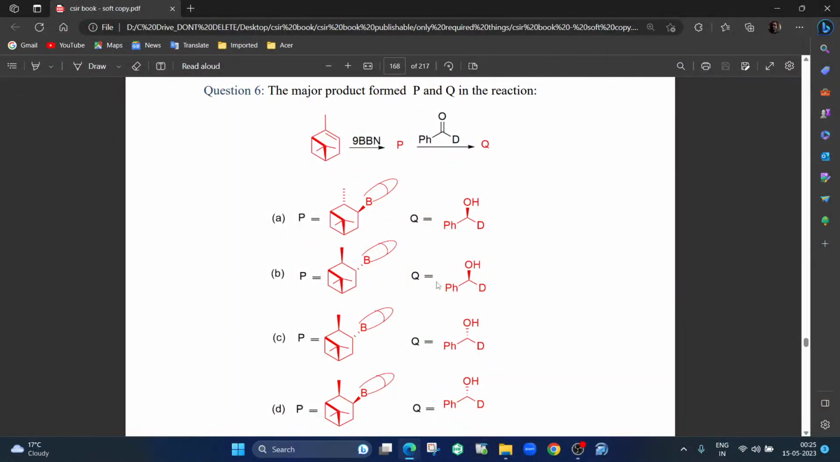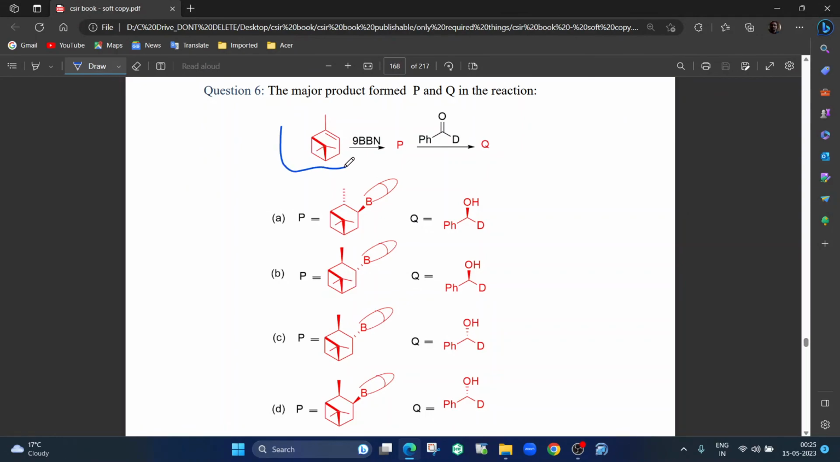Hello everyone, we'll continue with the next 5 questions of the organic part of the September 2022 NET question paper. Right, so we'll be doing only the organic questions. So let's start with question number 6. The question says the major product formed, P and Q, in this reaction.